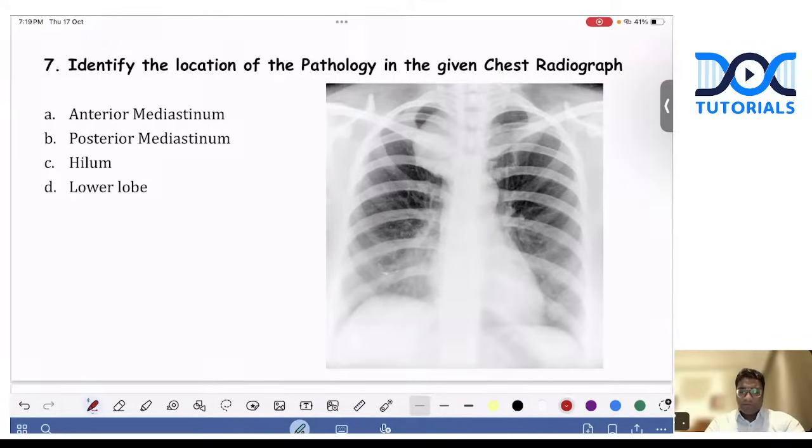Anyways, what is this lesion? Seventh question, identify the location of the pathology in the given chest radiograph. Anterior mediastinum, posterior mediastinum, hilum, lower lobe. Where do you think is the problem? Where do you think is the lesion here? Okay, one answer I'm getting is anterior mediastinum. Any other answer?